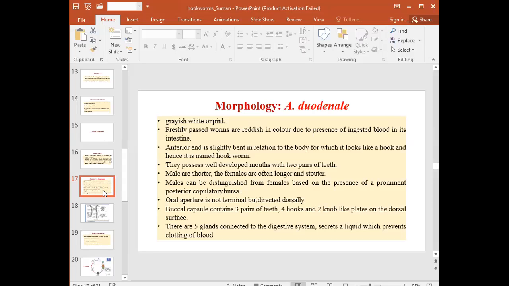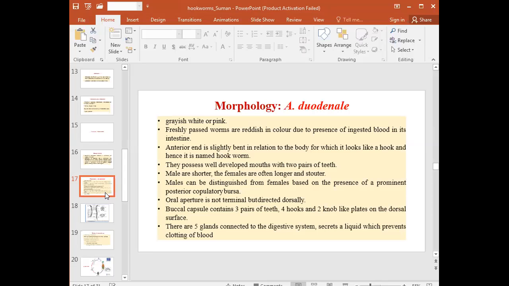The adult parasites have two ends, anterior and posterior. The anterior end is slightly bent in relation to the body, giving a hook-like appearance. That is why they are termed hookworms. They possess a well-developed mouth with two or three pairs of teeth. The males are shorter than the females, and the females are often longer, as well as stouter or healthy looking.